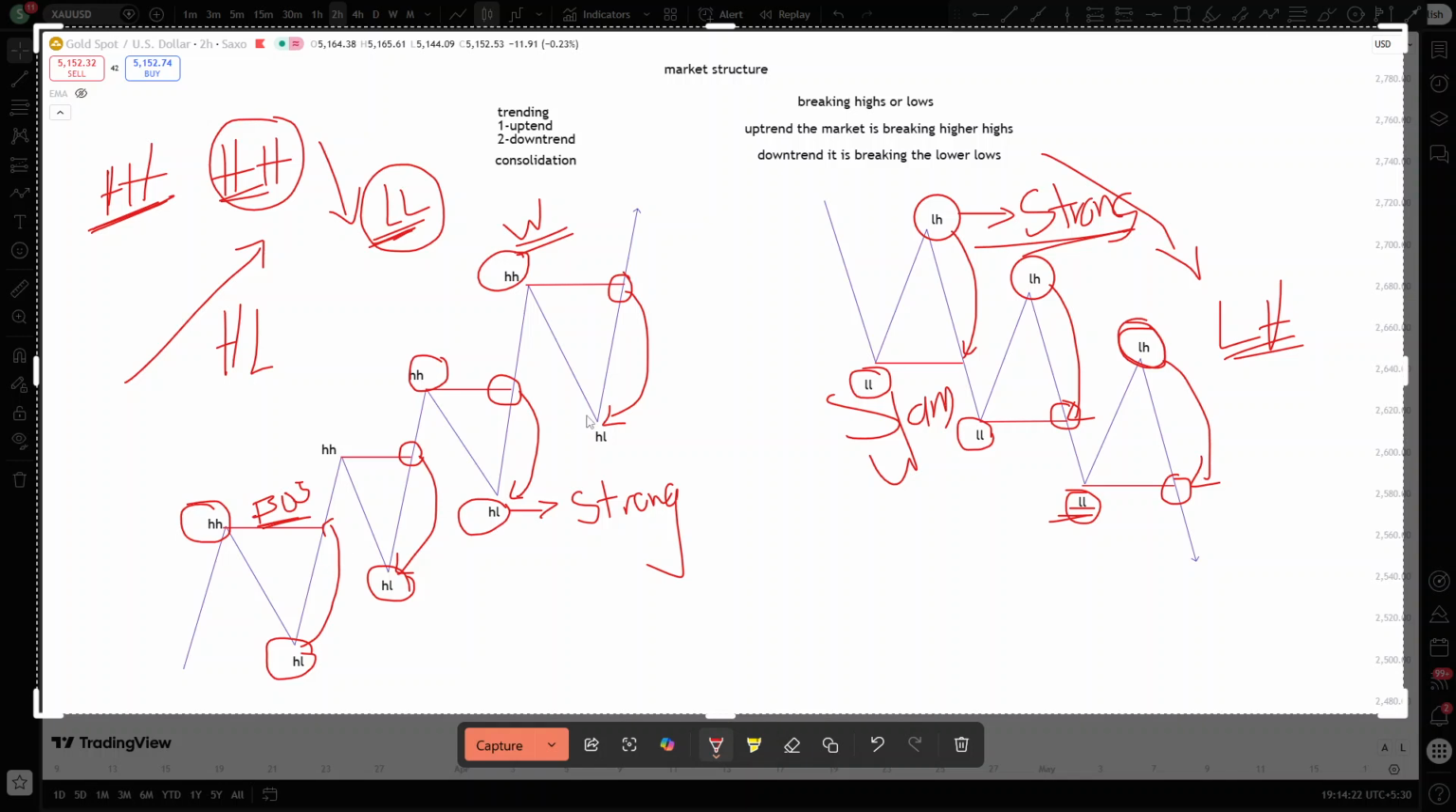Whichever direction you're moving, if the market is in an uptrend, the higher high is definitely going to be weak, and the higher low is going to be strong. When you're in a downtrend, it's the same thing. You find yourself having the lower low weak and the lower high strong. So this is how the market moves in a rough way.